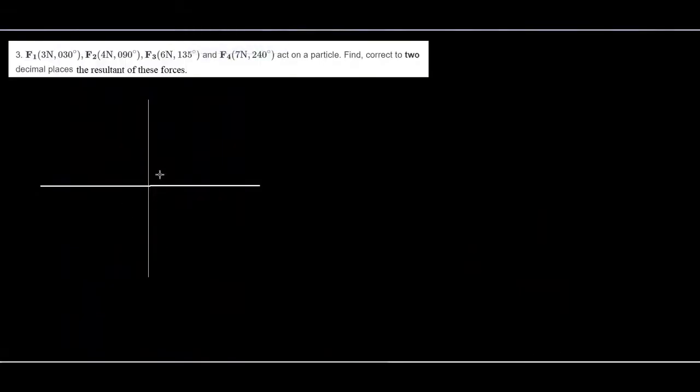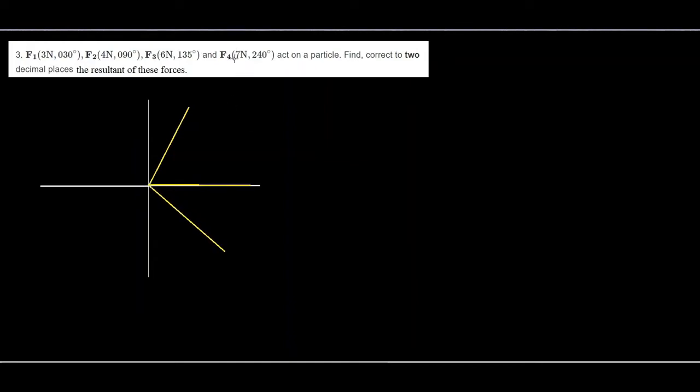Okay, in question 3, they are giving us 4 forces. The first one is 3 newtons, 30-degree bearing. So this is 30-degree bearing and its magnitude is 3 newtons. The second one is 4 newtons and the bearing is 90 degrees. This will be 90 degree bearing. Okay. Third one, 6 newtons, 135. So 135 will be in this direction.